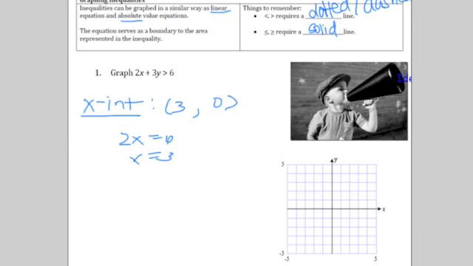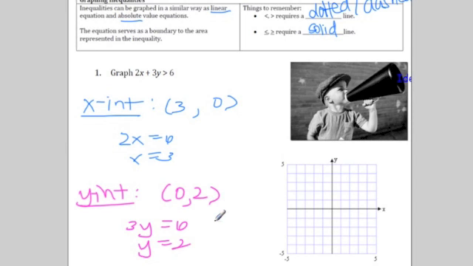If I find my y-intercept, that is when my x value is 0, so I plug in 0 for x. So I'm left with 3y is equal to 6, so y is equal to 2. So I would have those two ordered pairs. I could graph it that way, 3, 0, and 0, 2, and I could draw a line between those. And notice, we're going to have what kind of line? A dashed line. So one method is to find your intercepts.